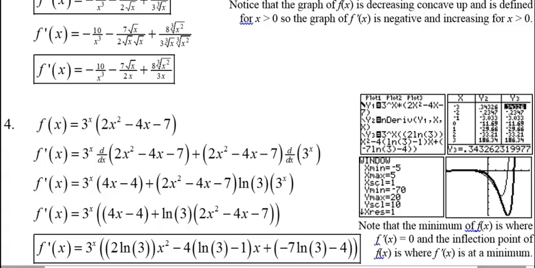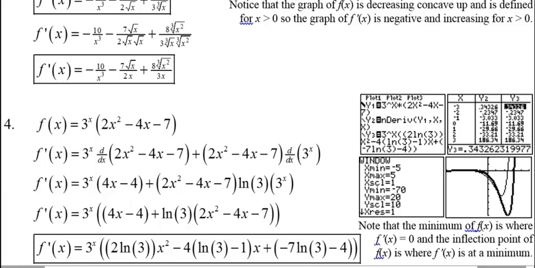So what I'm going to do is notice that here's a 3 to the x here that's multiplied, and a 3 to the x that's here that's multiplied. So I'm going to factor that out using the distributive property, which means I'm going to have two terms here. I'm going to divide each term by 3 to the x. So this 3 to the x cancels, we're left with the 4x minus 4 for the first part. Plus, then this time the 3 to the x cancels, and we got a natural log of 3 times this quadratic here, 2x squared minus 4x minus 7.